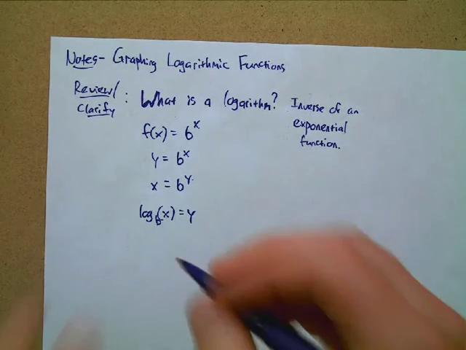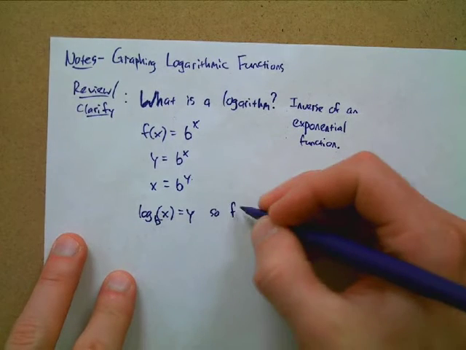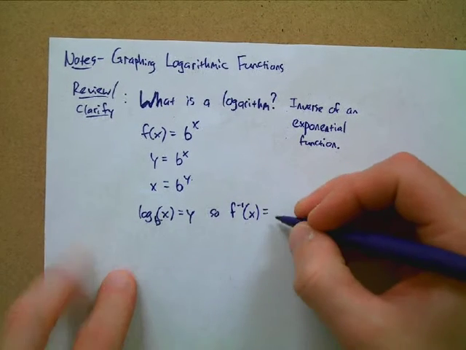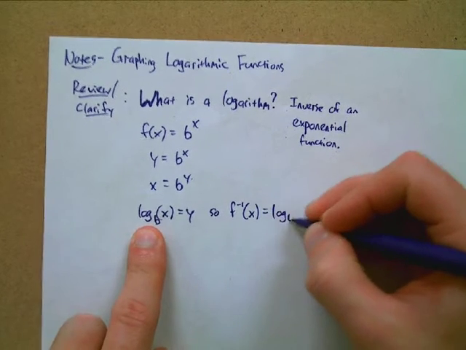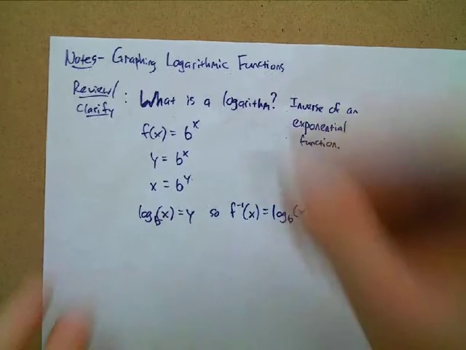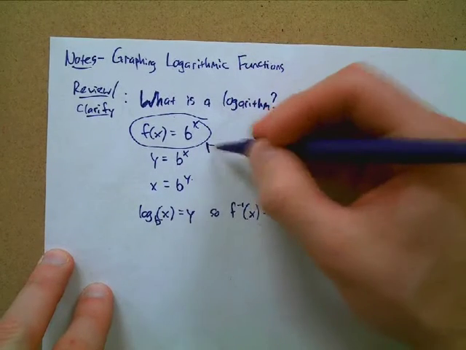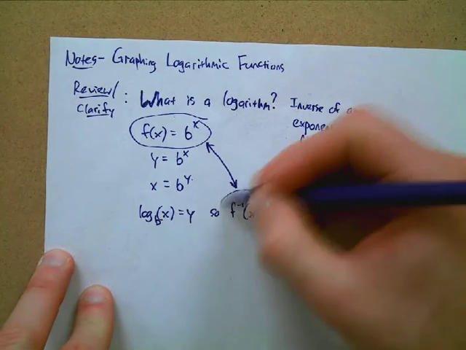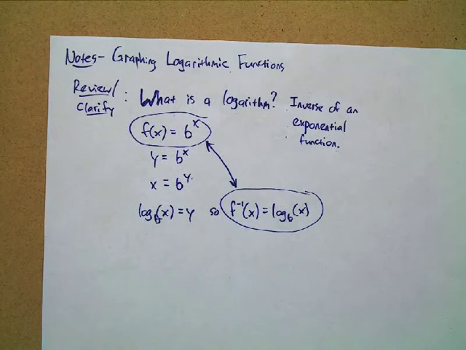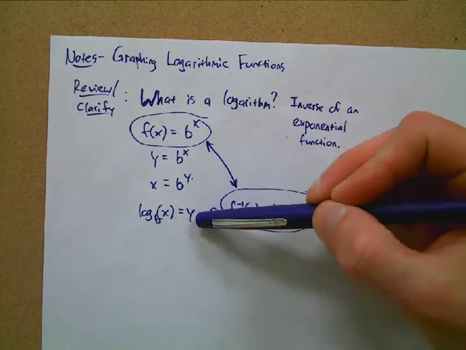So f inverse of x is log base b of x. So we have the original function, and then we have its inverse right there. And again, that was just using the definition of logarithm, logarithmic form. This is exponential form, and this is rewritten in logarithmic form right down here.